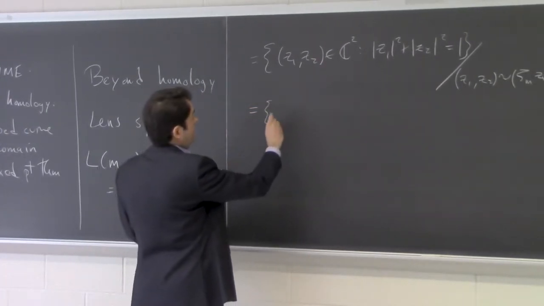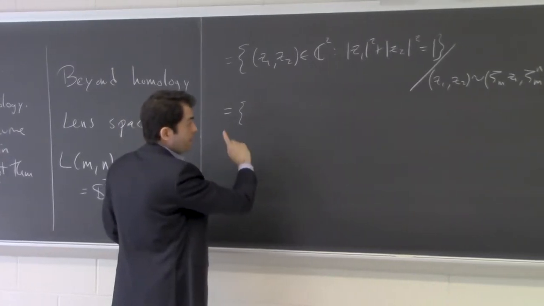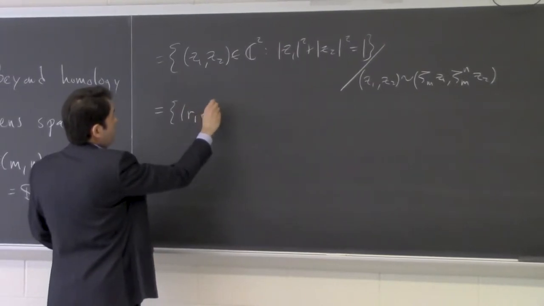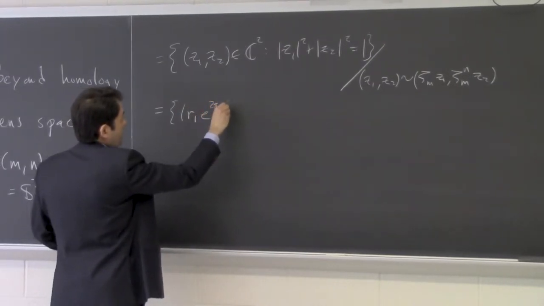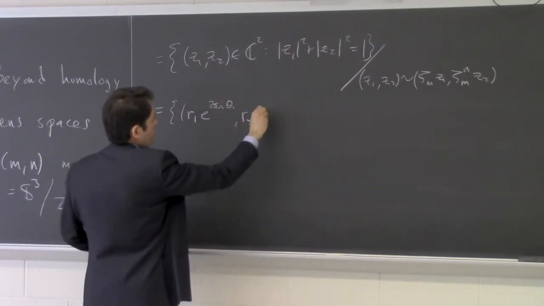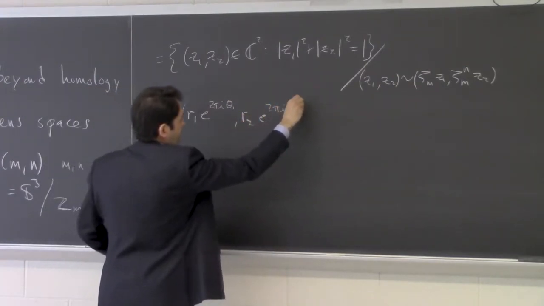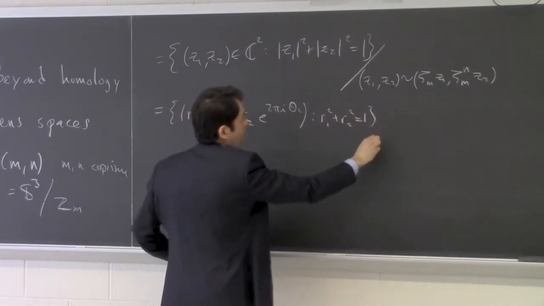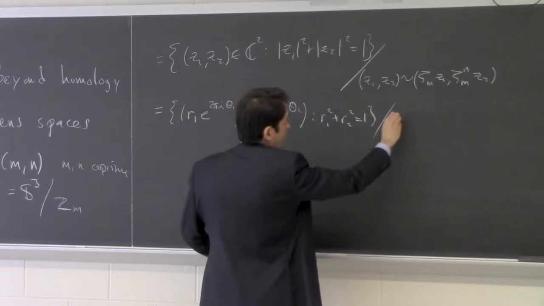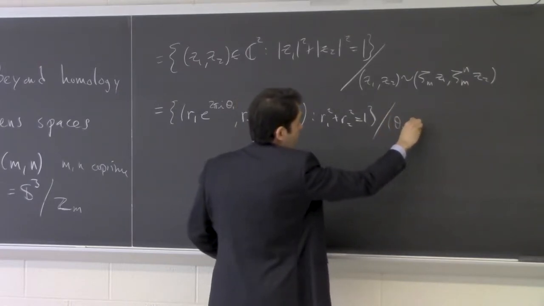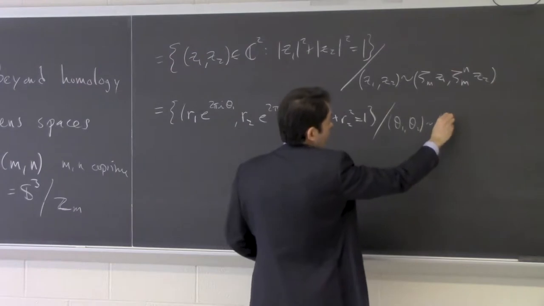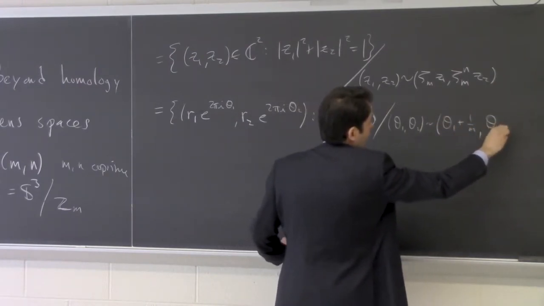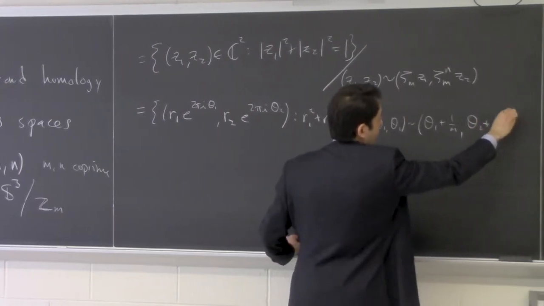We can think about it like this. Let's say that we write each of these in polar coordinates. So we have r1 e^(2 pi i theta 1), and then r2 e^(2 pi i theta 2). So we want the r's to add up, and we're going to identify, say, (theta 1, theta 2) with (theta 1 plus 1 over m, theta 2 plus n over m).